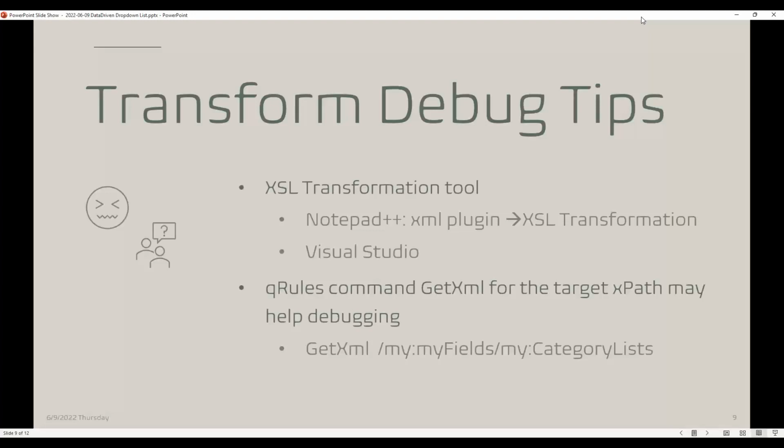And also, this really helped me. Sometimes after a transform, I didn't see the expected result in the target list. At that time, I used get XML on the target XPath and found the format was a little bit different from the expected structure. Was it the namespace that was different, or was it the actual structure?